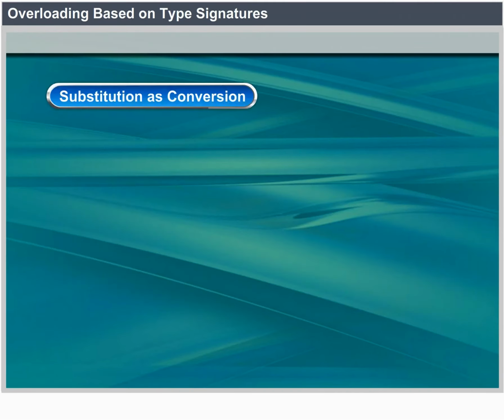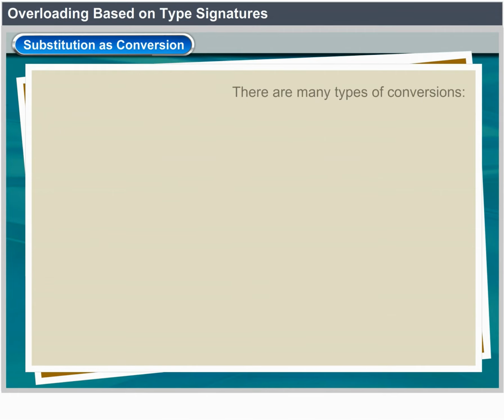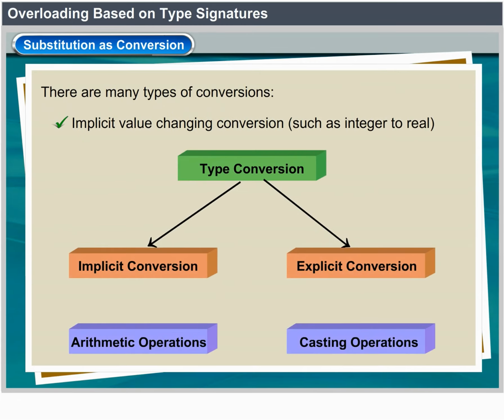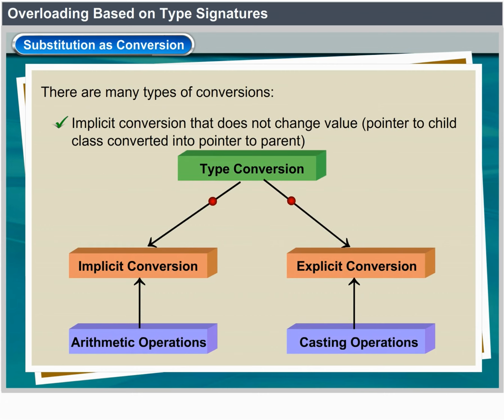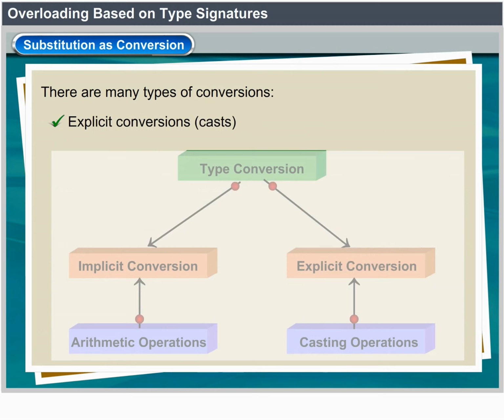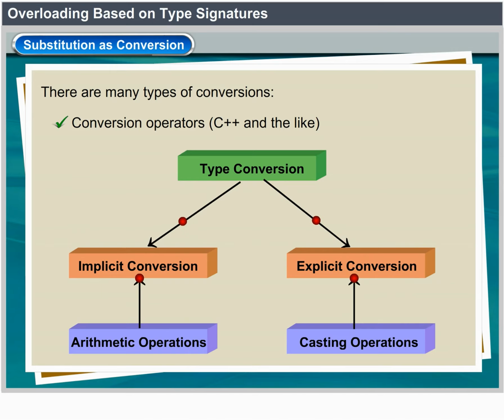Substitution as conversion. Resolving overloaded function or method calls can get very complex when one adds conversions into the mix. There are many types of conversions. Implicit value changing conversion, such as integer to real. Implicit conversion that does not change value, pointer to child class converted into pointer to parent. Explicit conversions, cast. Conversion operators, C++ and the like.